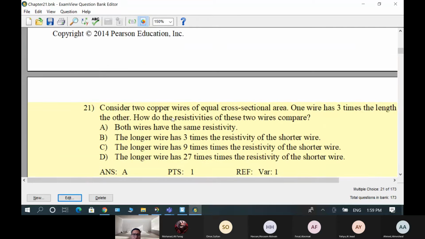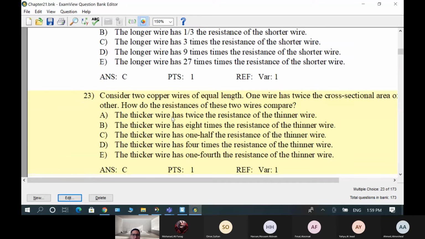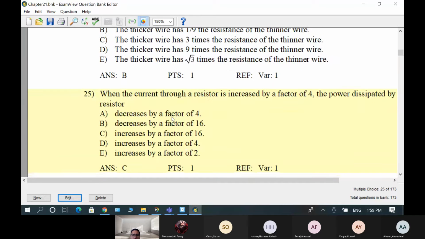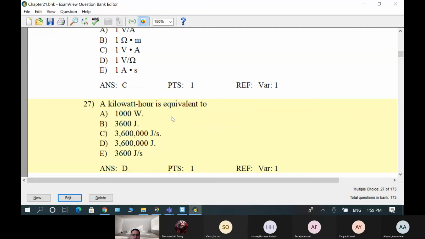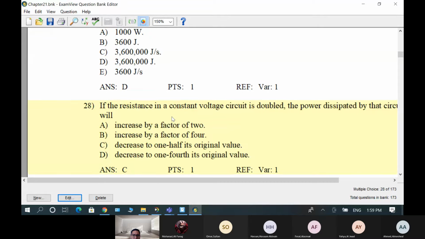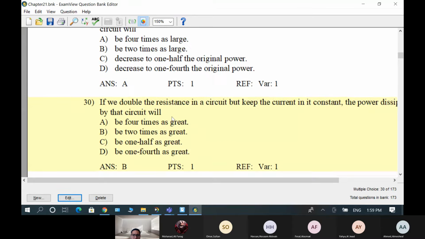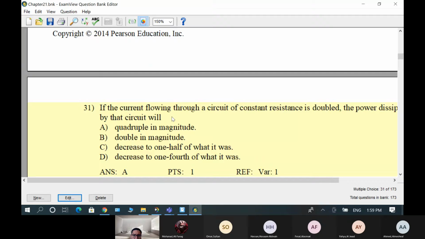This, no, this, no, this one. We answered the kilowatt hour, I think. This was the last one. This is the constant voltage circuit doubled. The power is created. I think we need to answer this and this. No, we have come to this part first.